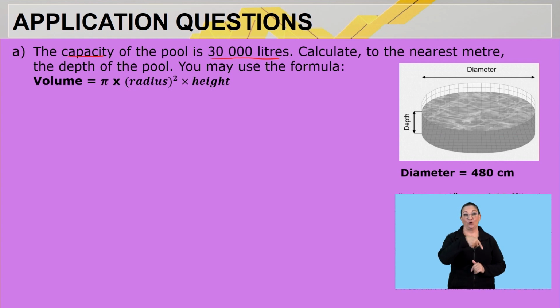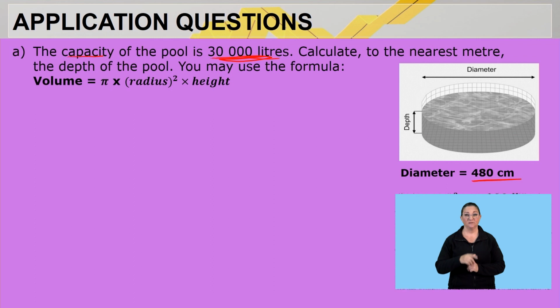Then what else do I observe here? My diameter is given in centimeters. So what is it that I'll do? Okay, I'll convert all my units to meters so that I can answer this question. I'll use that as my starting point, because the capacity is 30,000 liters. Okay, so we are saying here that 1 cubic meter equals 1,000 liters.